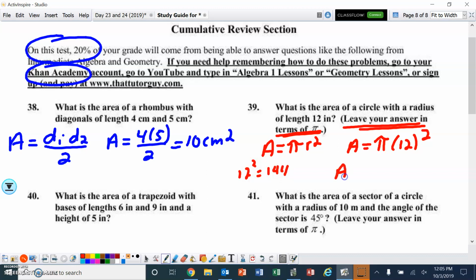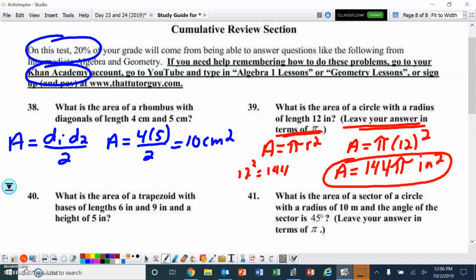So the answer is the area equals, put 144 first with the pi symbol behind it, leave the pi symbol alone, and now put the units on it, inches squared. So 144 pi inches squared.